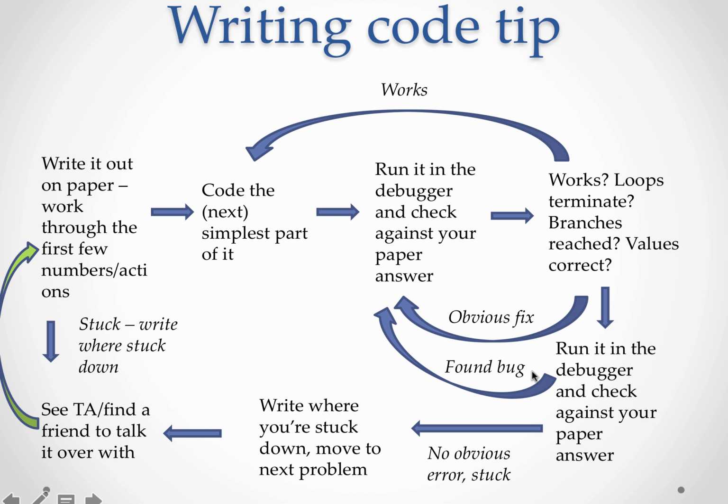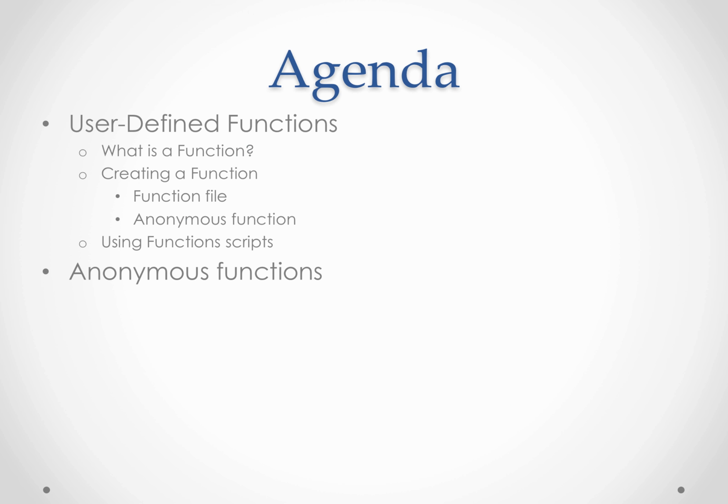If nothing obvious is coming to mind and you're still stuck, again, write down where you're stuck, write it on a piece of paper, put it in your pocket, take it with you, and move on to the next problem. And then go see a TA or find a friend to talk it over with. So don't try to just keep hammering your head against a brick wall because you're not going to get anywhere. So write down where you're stuck and then keep going. So that's my recommendation for coding for the next few weeks.